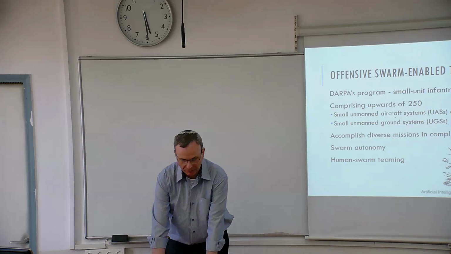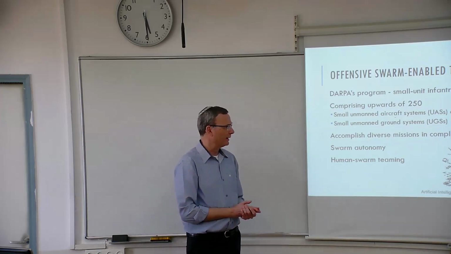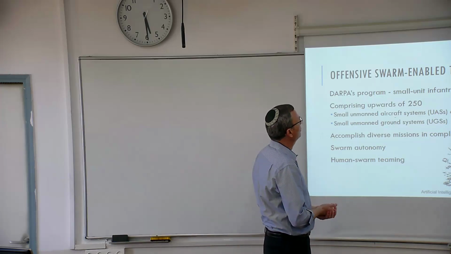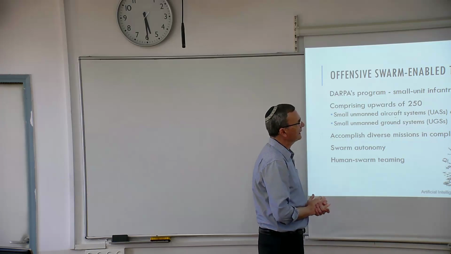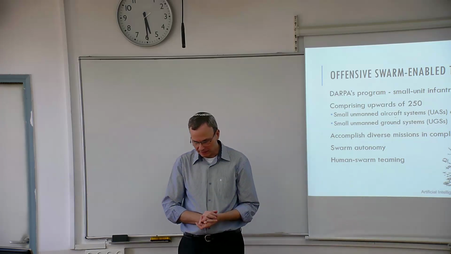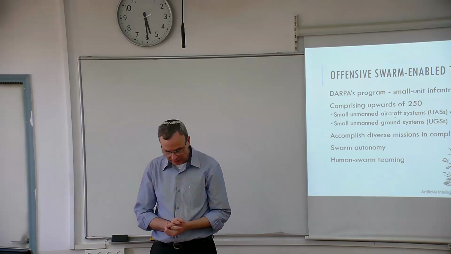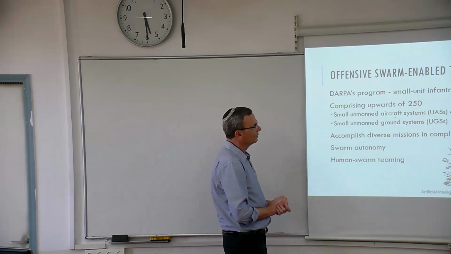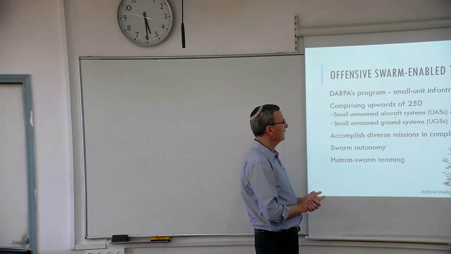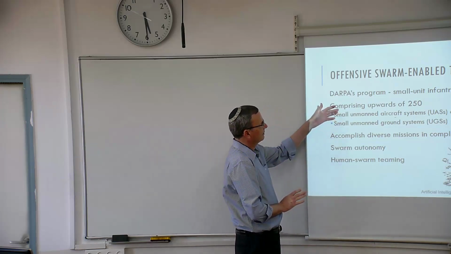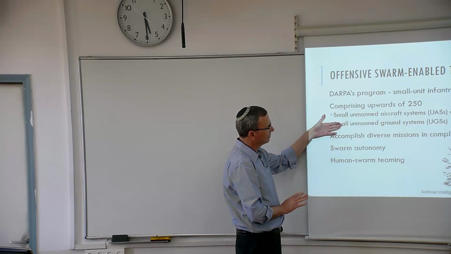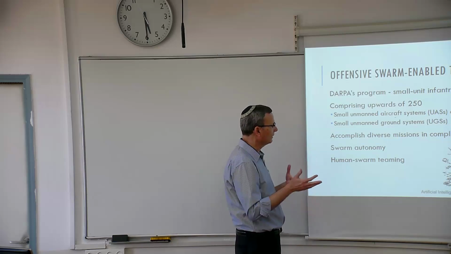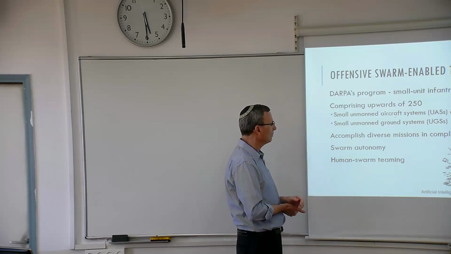This is what I said before about swarms. There are many, many programs nowadays. This is only one of them, called the Offensive Swarm-Enabled Tactics. It's a DARPA project. They speak about 250 drones. It's a lot. They are working together, some of them in the air, some of them on the ground, and they can, of course, work together in many different environments.